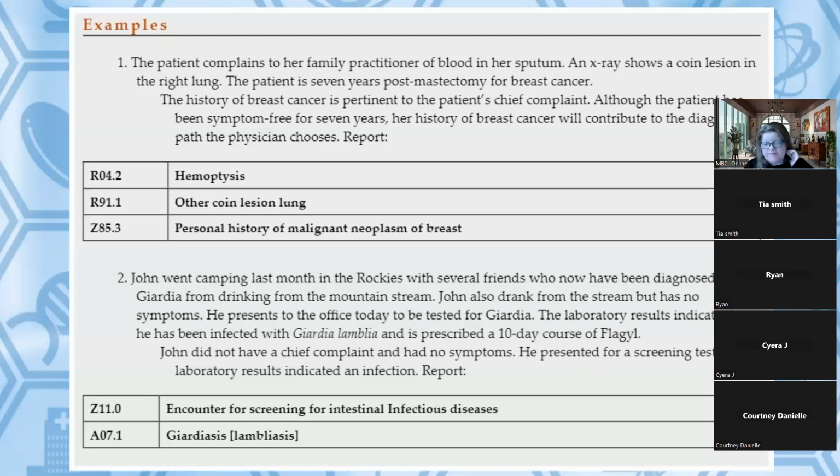Miss Brandy, like on the personal history of malignant neoplasm of breast, what will we go to first to find that Z85.3? Well, since it's a neoplasm, you're going to go to the table of neoplasms. Anytime you see the word neoplasm, you go to the table of neoplasms. It's cancer. Well, no, not the personal history. That's going to be... Excuse me, y'all. Personal history.